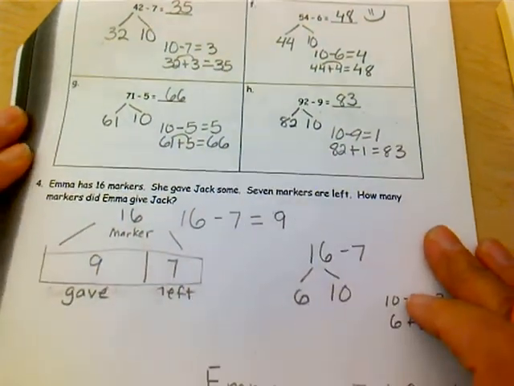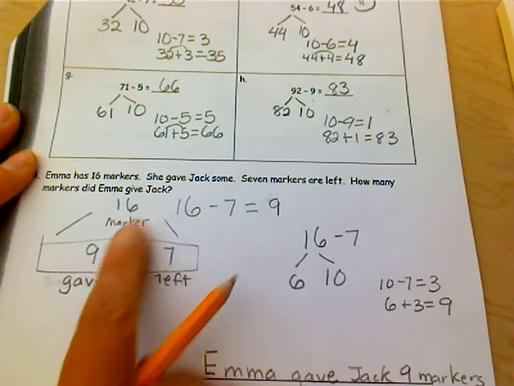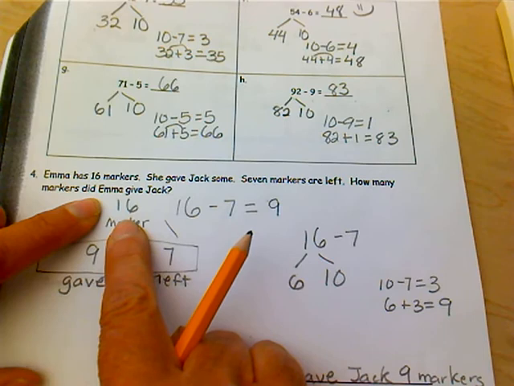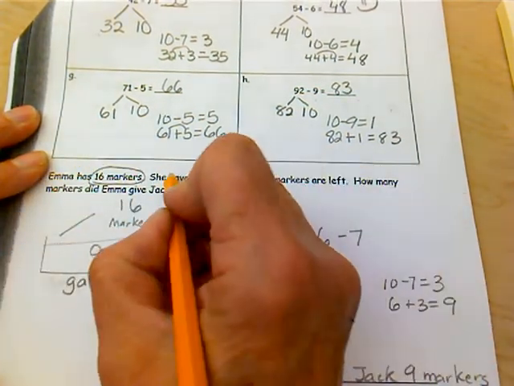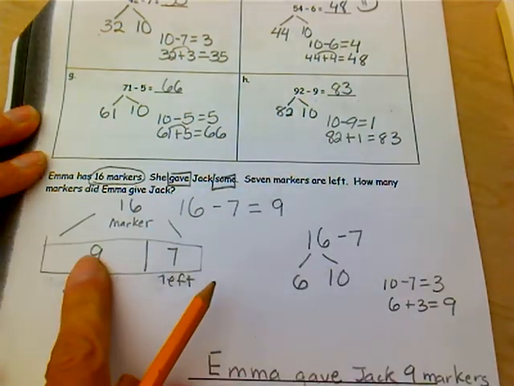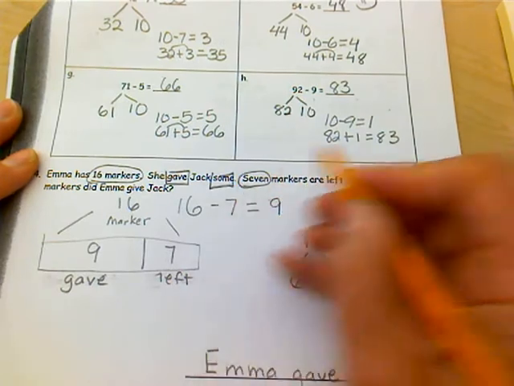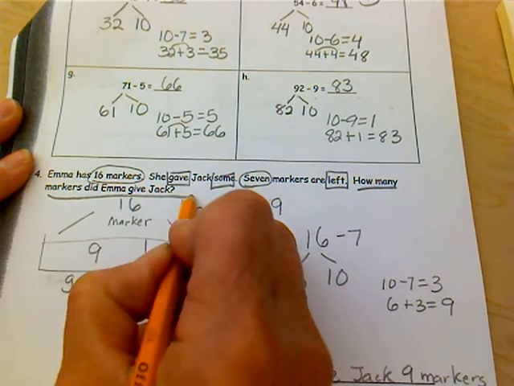All right, so what did you come up with for how many, Emma? Emma gave Jack 9 markers. Well, I made myself a bar model number bond. I started off with 16 markers. Remember that in the story problem? There were 16 markers, and she gave Jack some. I don't know how many she gave Jack, at least I didn't. There are 7 markers that are left. How many markers did Emma give to Jack?